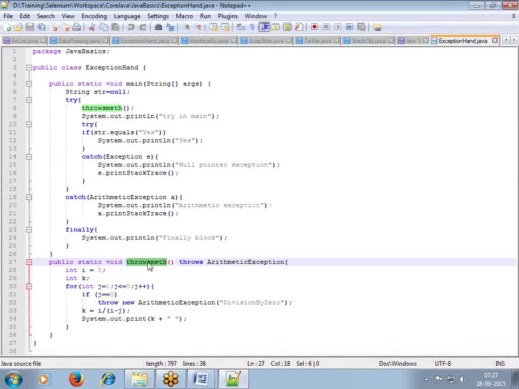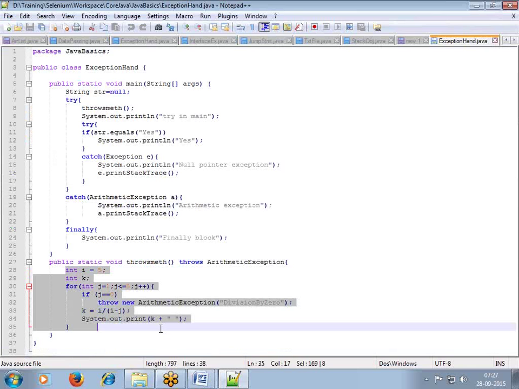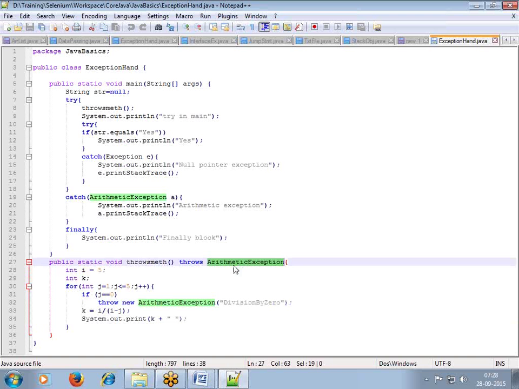See, in this method, we are not using exception handling. Correct? Yes. So this method may throw this exception. Inside this method, this exception may occur, but that is not handled inside this method. That's why we are defining the throws clause here. Inside this method header, we are defining throws arithmetic exception. That means this method may throw this error.